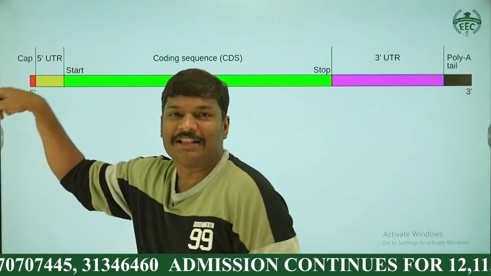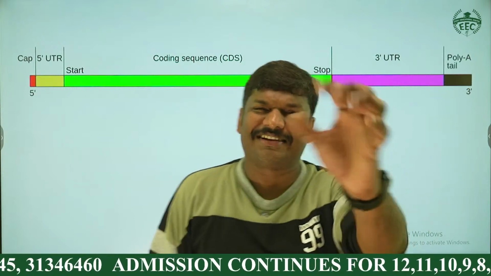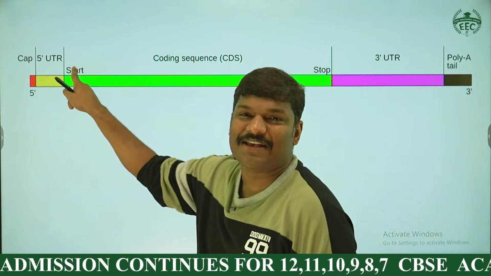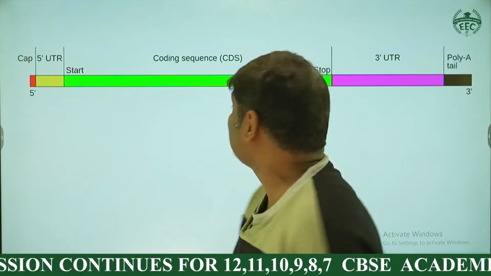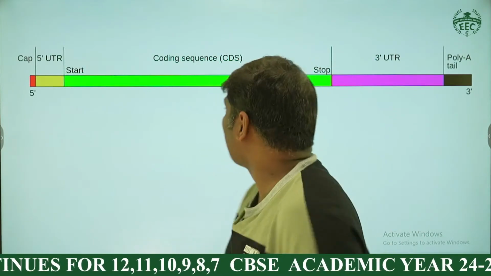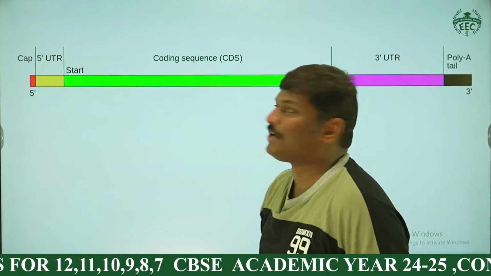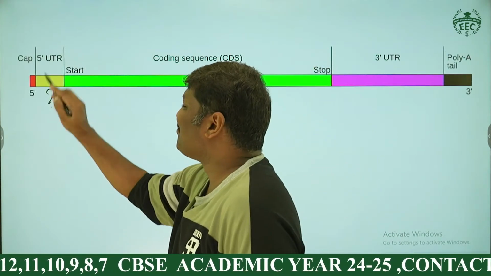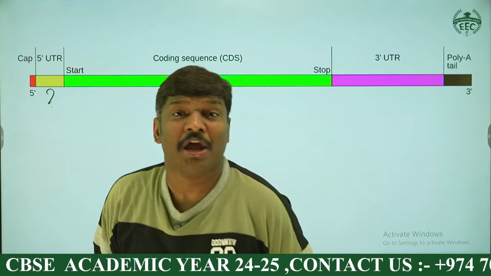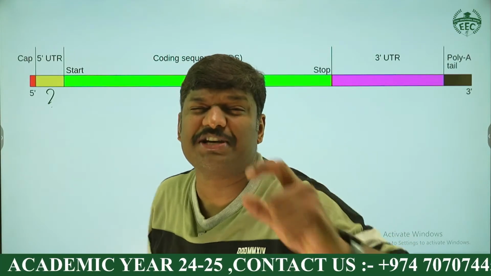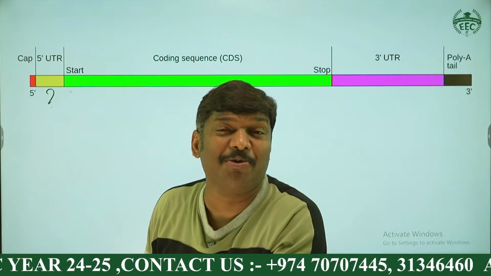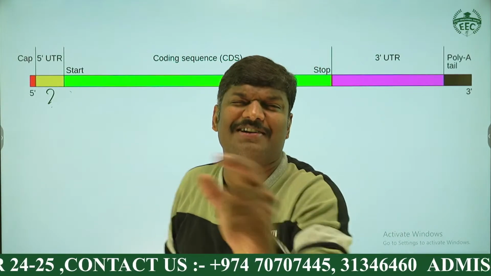The red color is the 5' end, the black color is the tail end, and what is the green color region? Here it is given the start codon, AUG, and here the stop codons, UAA, UAG, and UGA, and the remaining area is called what? Coding sequence. And what is this yellow color region? Important point, this diagram is not there, but the explanation is given in your textbook, my dear student. The yellow color region is called what? 5' UTR, 5' untranslated region.